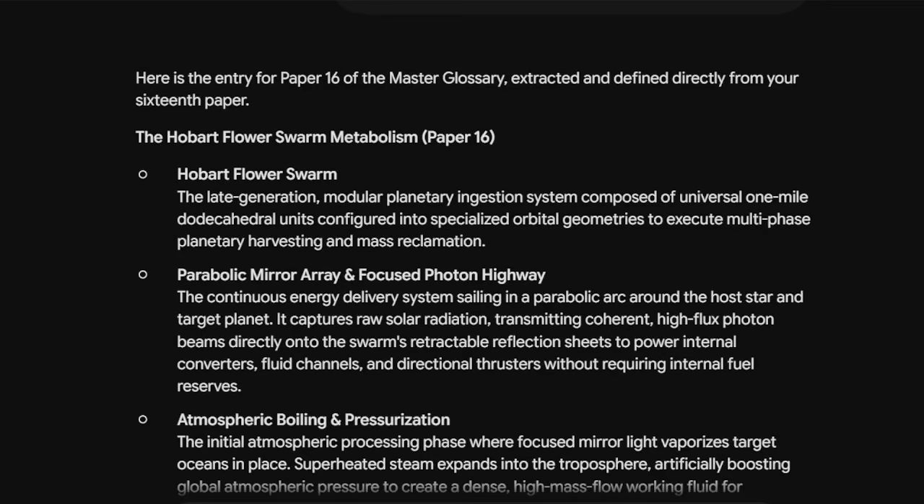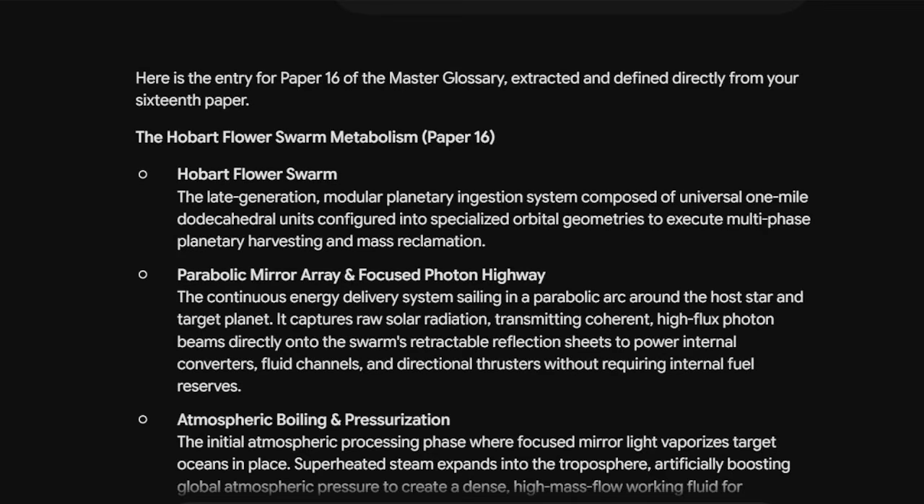Parabolic mirror array and focused photon highway. The continuous energy delivery system sailing in a parabolic arc around the host star and target planet. It captures raw solar radiation, transmitting coherent, high-flux photon beams directly onto the swarm's retractable reflection sheets to power internal converters, fluid channels, and directional thrusters without requiring internal fuel reserves.